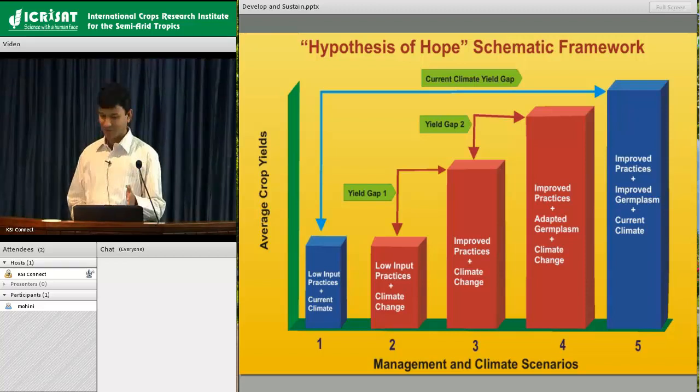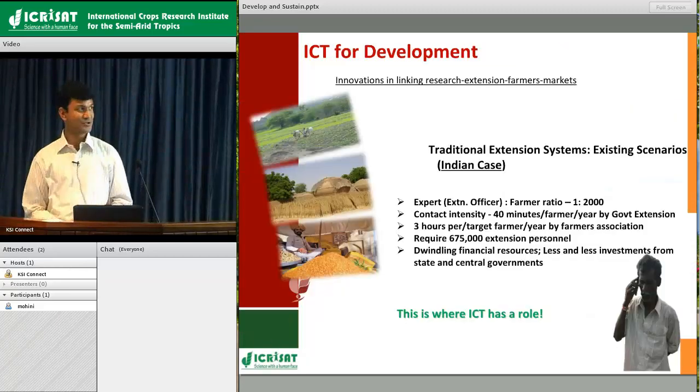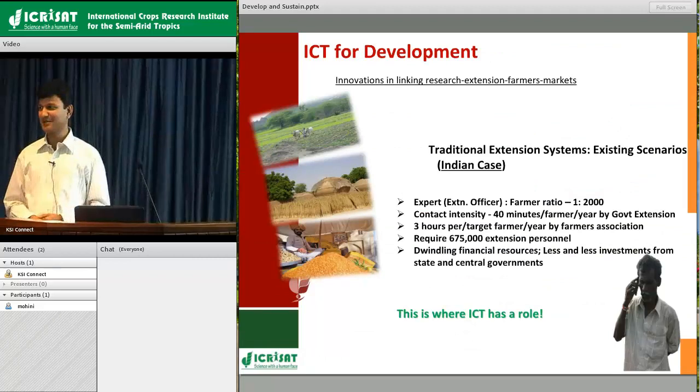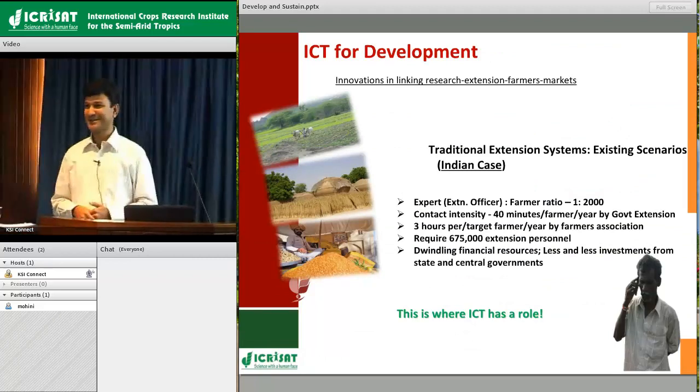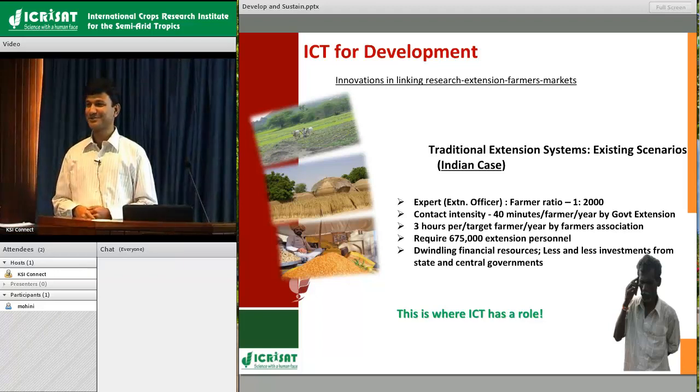As I mentioned, maybe we have best practices even at ICRISAT, but how are we ensuring they reach the smallholder farmers? This is what I'm talking about, the extension systems. If you look at the case of India, I'm sure in Africa the scenarios are similar, because even in some countries the public extension system is completely dead. The NGOs are playing a key role in providing these extension services.